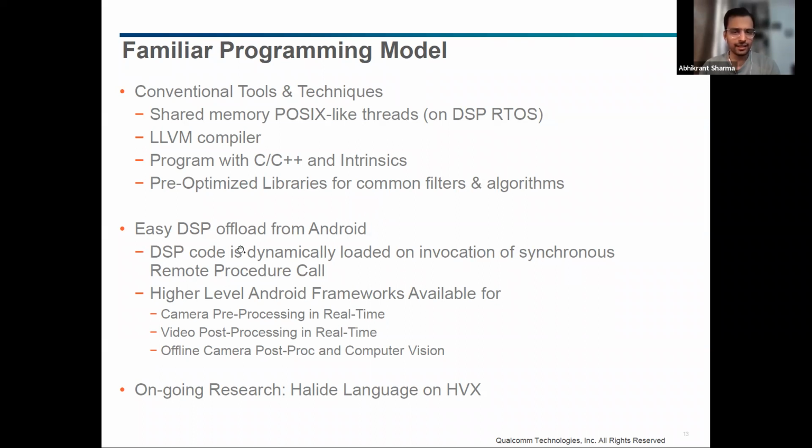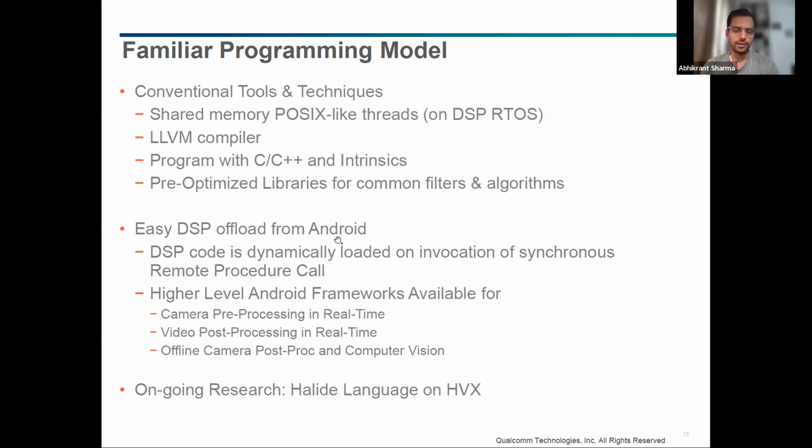One interesting thing that allows easy usage of Hexagon DSP is the ability to easily offload applications to the DSP from Android. If you remember the first slide, I told you that there is a master processor, which is the CPU processor, based on ARM architecture, and that runs the Android HLOS. So most of the control flow of the applications happens via Android.